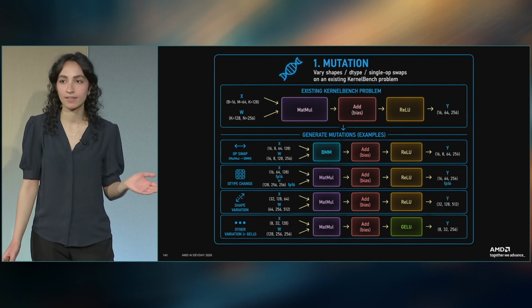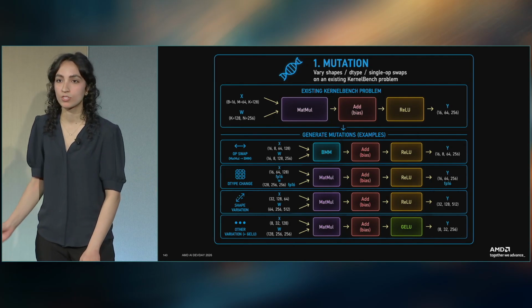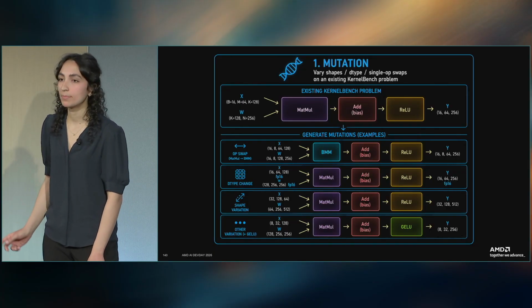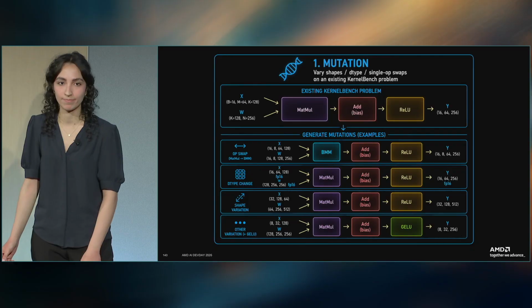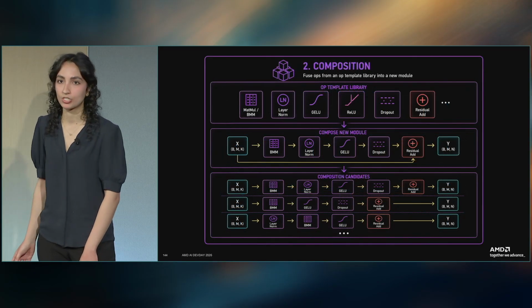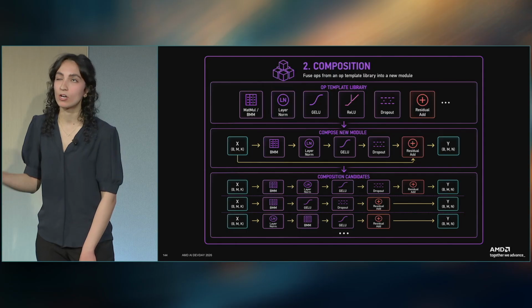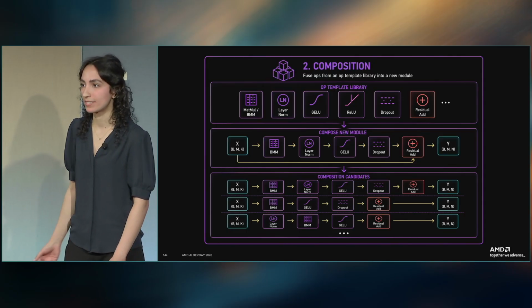The first one being that we mutated the operation itself, swapping the matrix multiplication with a batch matrix multiplication, and the last one being that we mutated the activation function. This keeps the general structure of the KernelBench problems while also requiring different optimization strategies.